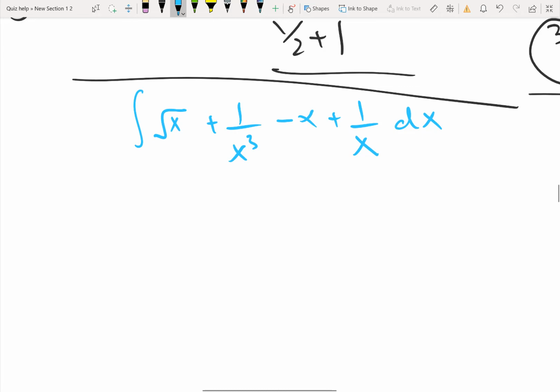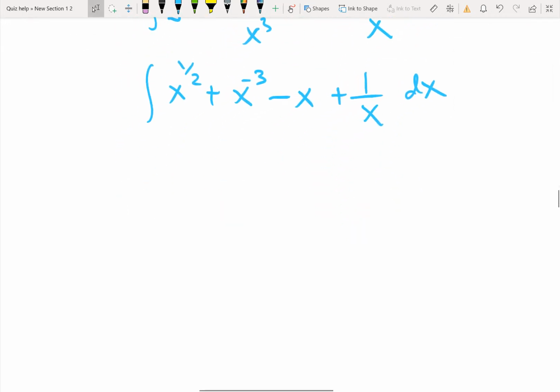So integrating square root of x is the same as integrating x to the half. To integrate 1 over x cubed, I would write it as x to the negative 3. Negative x, no problem, and we know how to integrate 1 over x. Yes, we learned it in one of the previous videos.